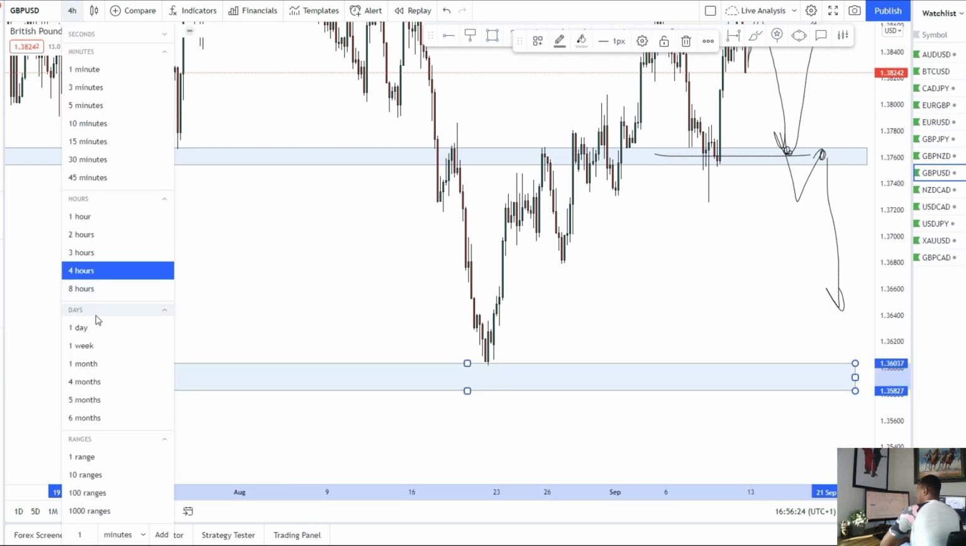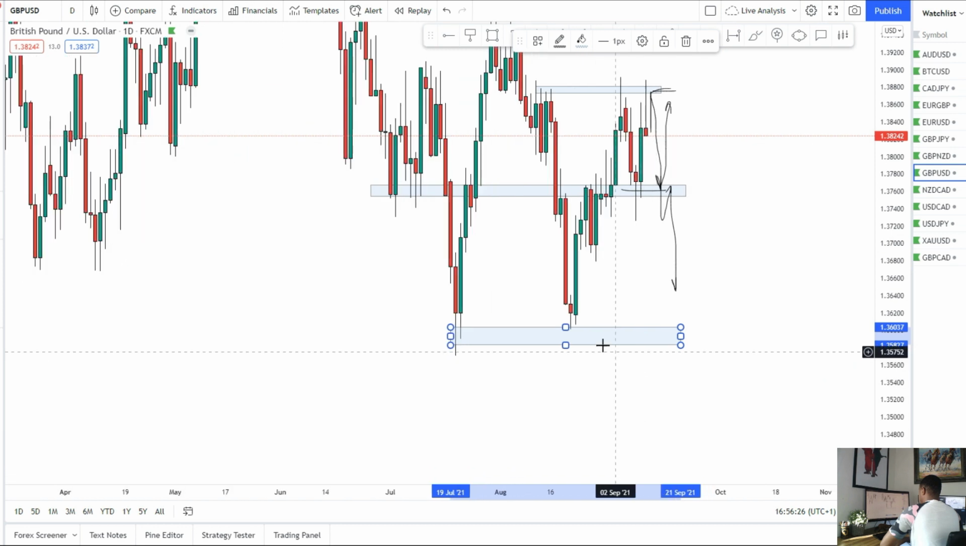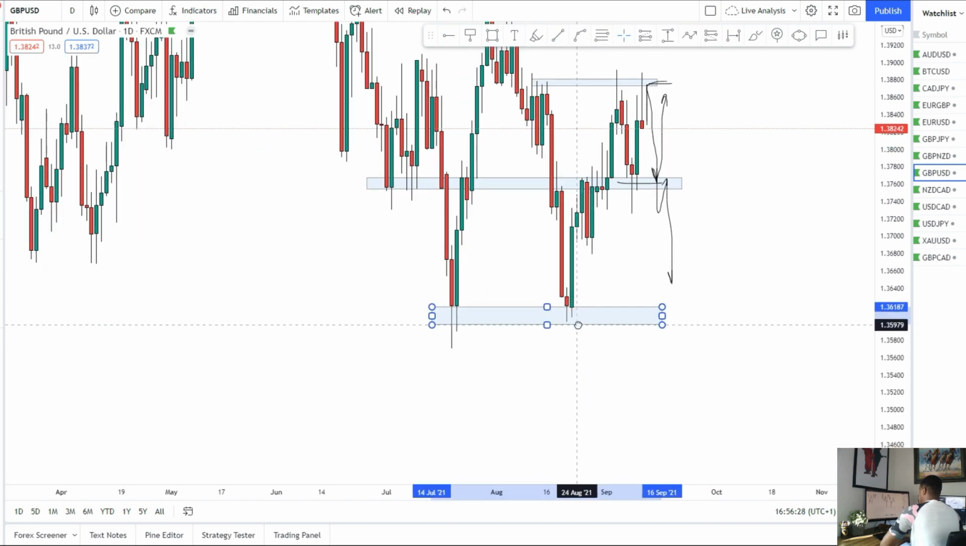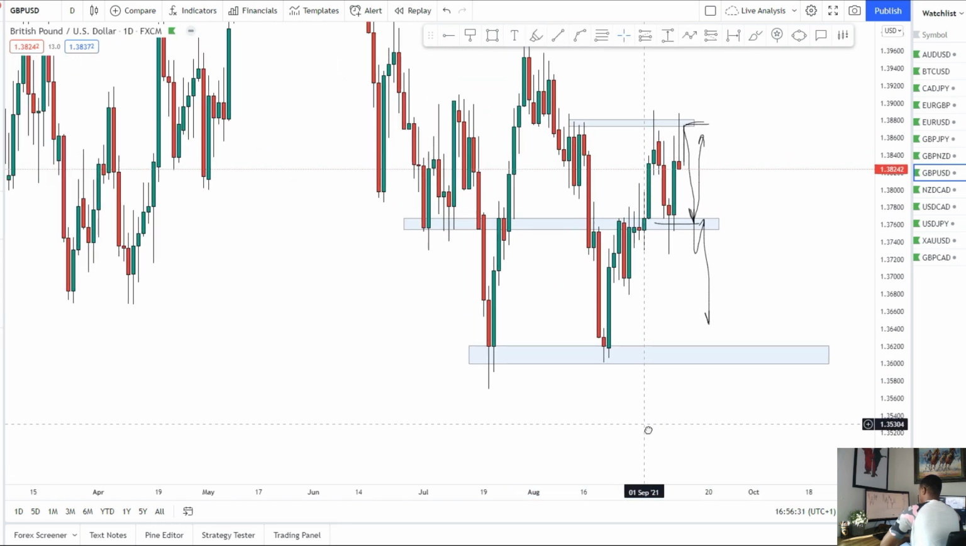So we're going to daily quickly. You can see all of this is daily support down here around the 1.36 level, so a nice psychological level there as well.